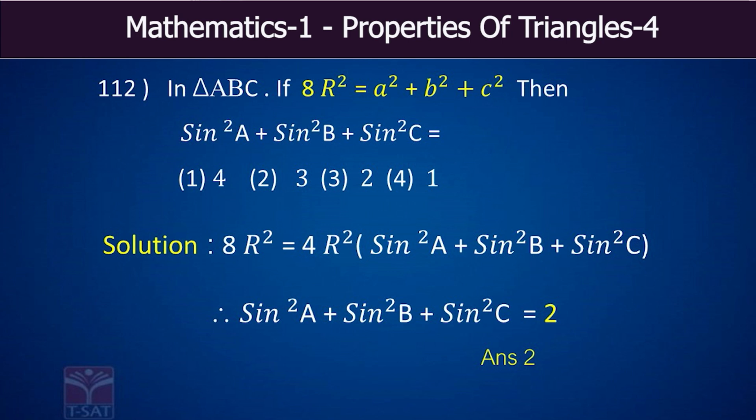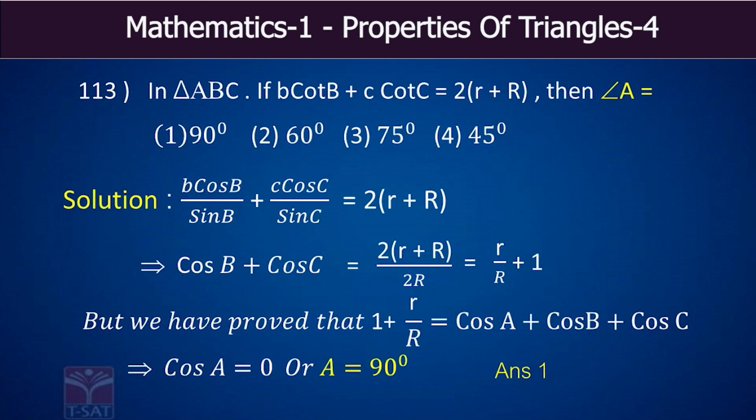In triangle ABC, if b cot B plus c cot C is equal to 2 into (small r plus capital R), then angle A is equal to: 1) 90 degrees, 2) 60 degrees, 3) 75 degrees, 4) 45 degrees. Now after simplifying, b cos B by sin B plus c cos C by sin C is equal to 2 into (small r plus capital R). So that indicates cos B plus cos C is equal to 2 into (small r plus capital R) by 2 capital R. That is r by capital R plus 1. But we have proved that 1 plus small r by capital R is cos A plus cos B plus cos C. Therefore cos A is equal to 0, or A is equal to 90 degrees.